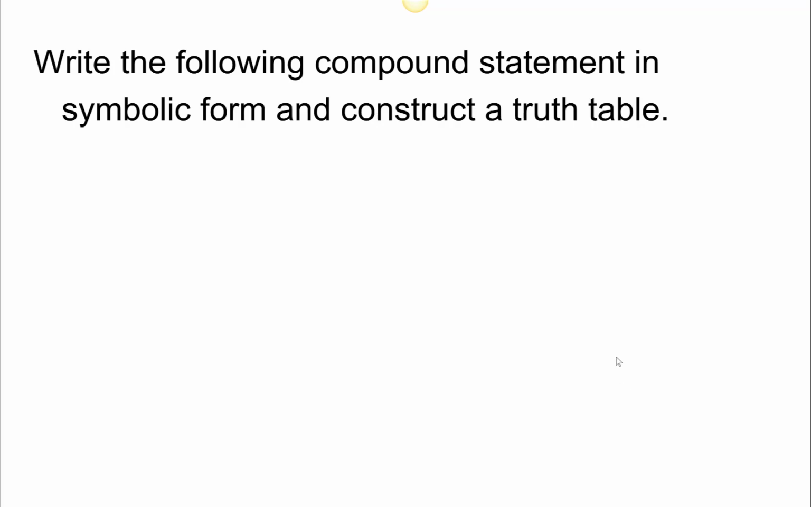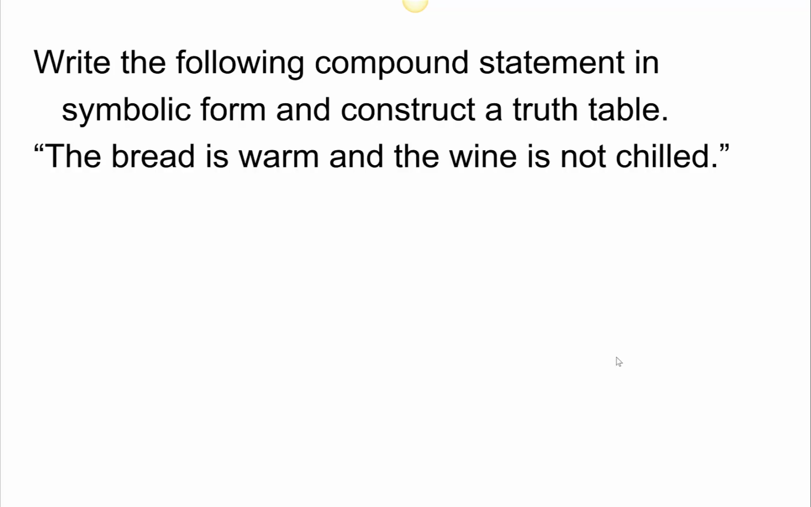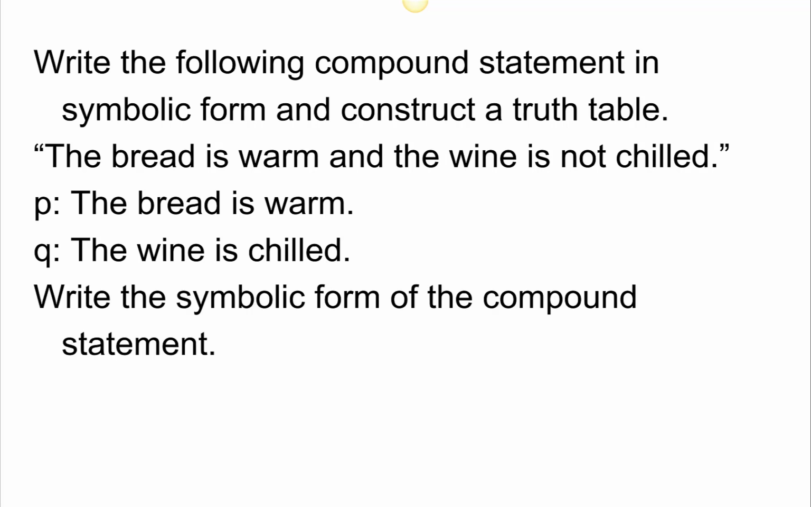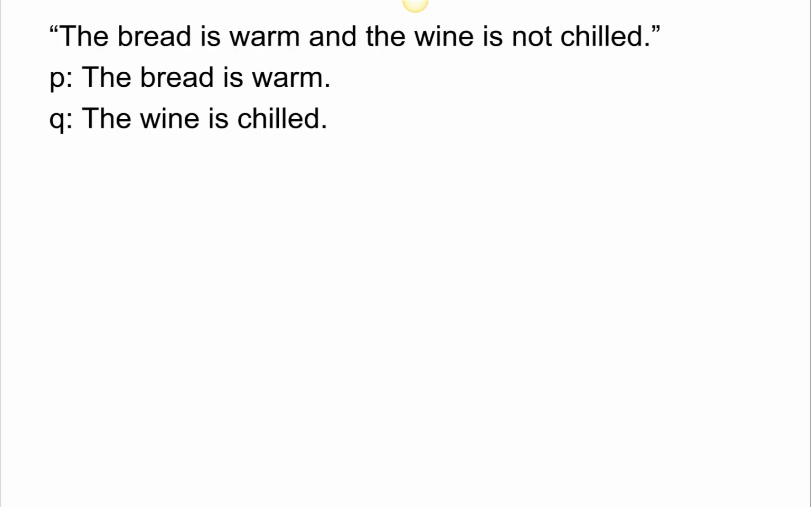Write the following compound statement in symbolic form and construct a truth table. The bread is warm and the wine is not chilled. So we'll let P be the bread is warm, and Q be the wine is chilled. Write it symbolically, so it's going to be P, conjunction, not Q.